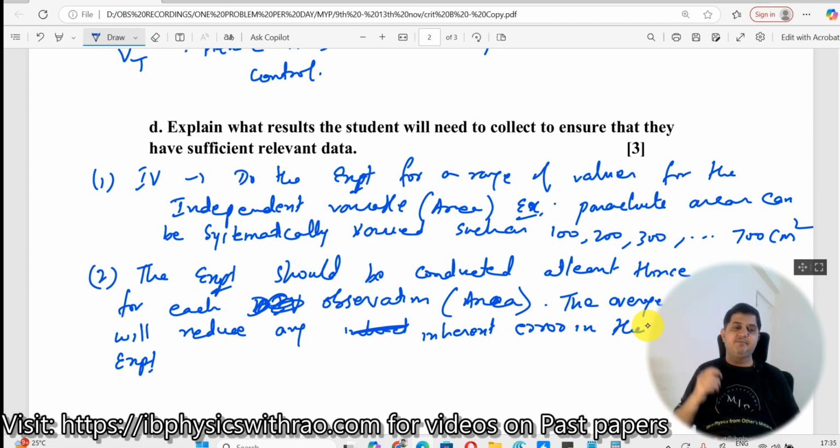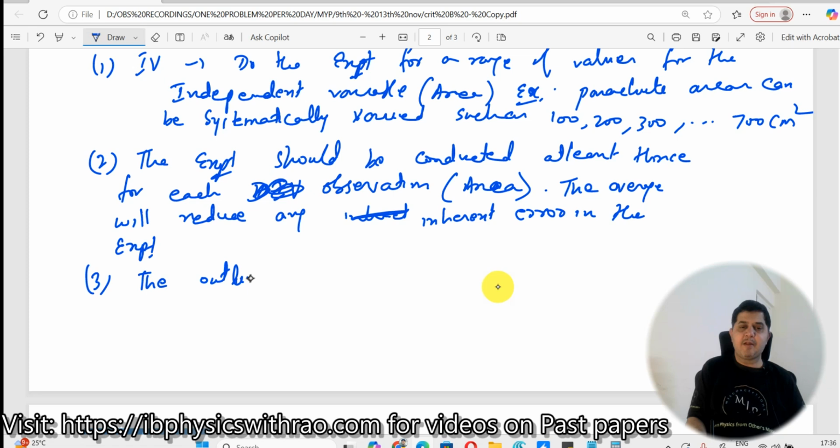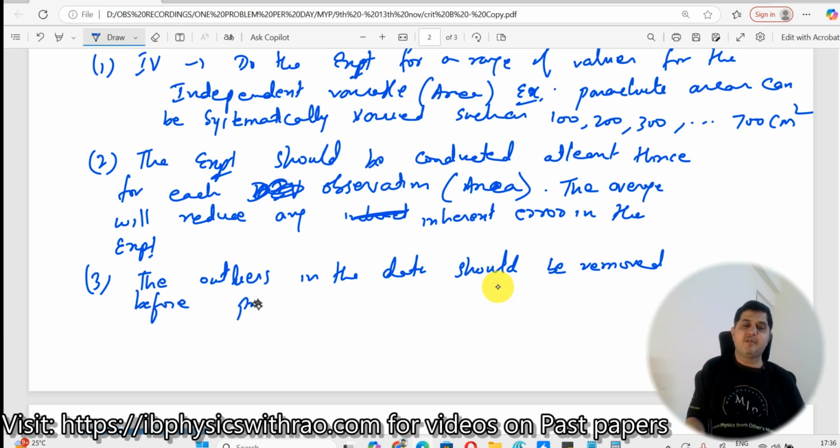And then what else can we have? Third, the outliers in the data should be removed before processing. It's the third one that you should do.